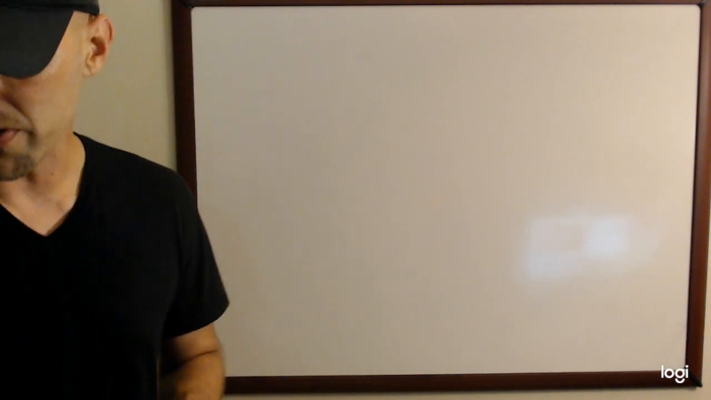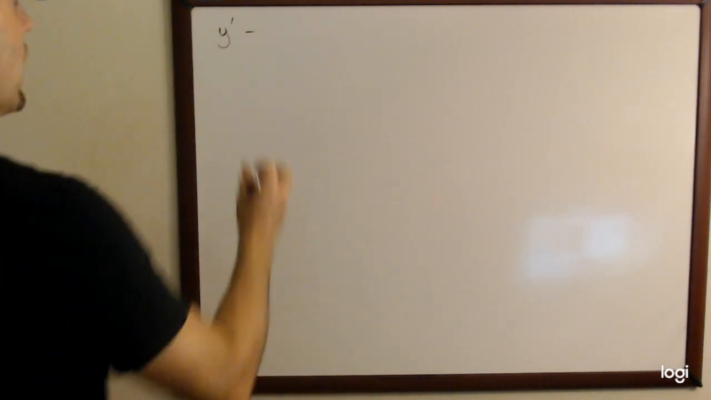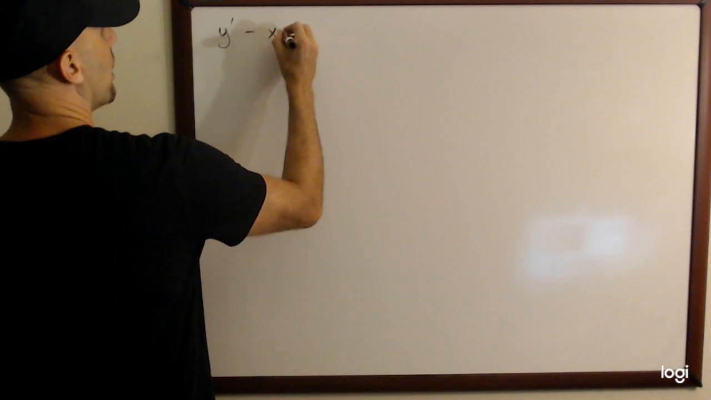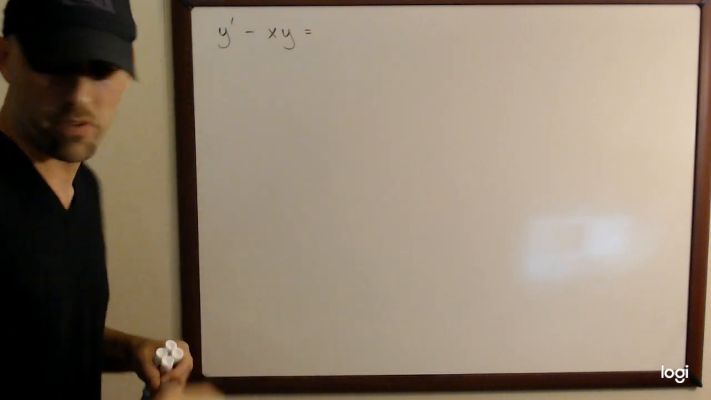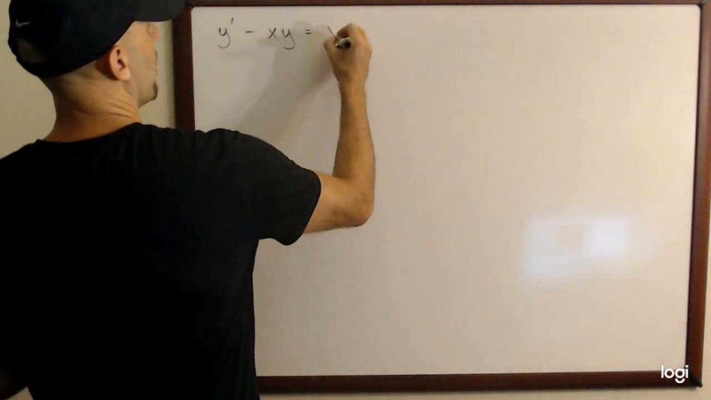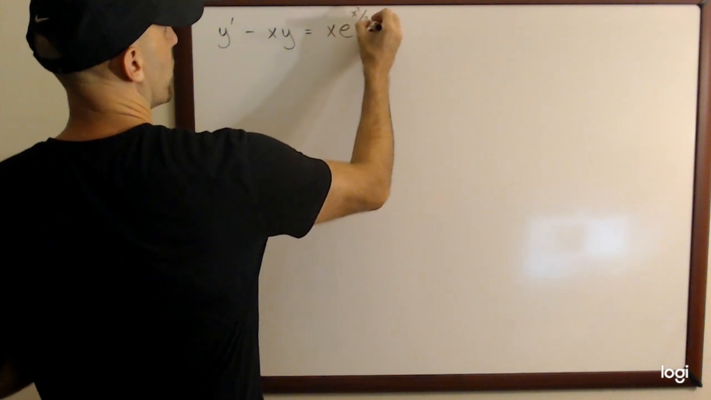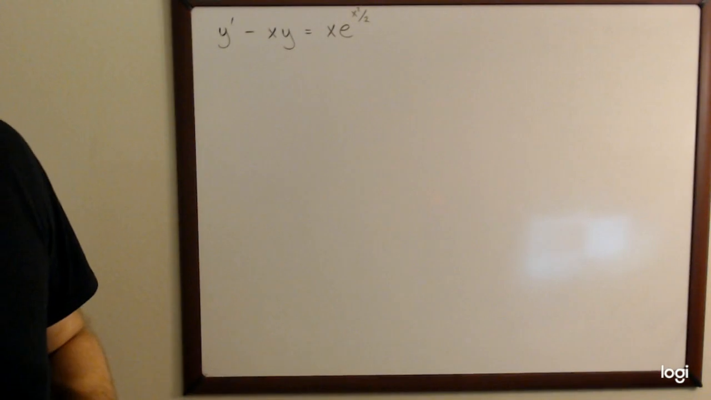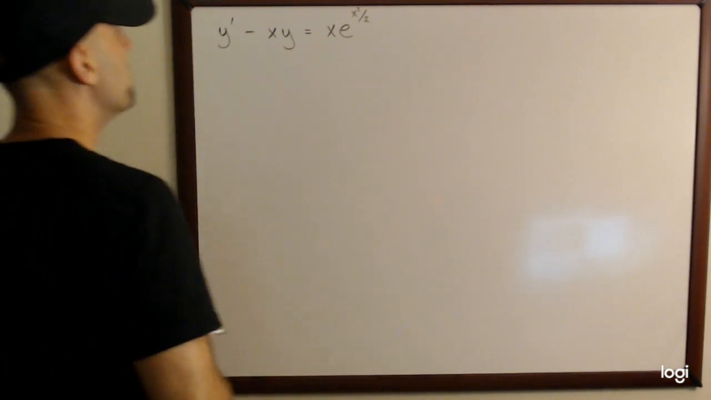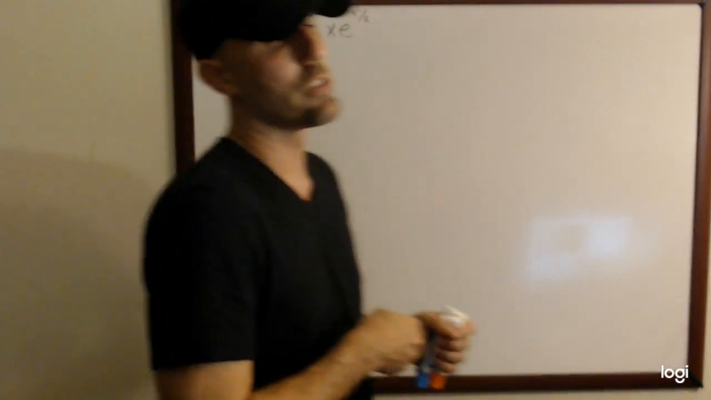All right, let me see if I can write this down properly. We've got y prime minus xy equals x e to the x squared over 2. And we probably need a domain restriction. No, we don't. Okay, fine. So let's talk about this problem. What are we going to do?